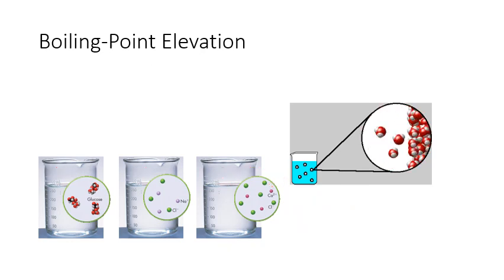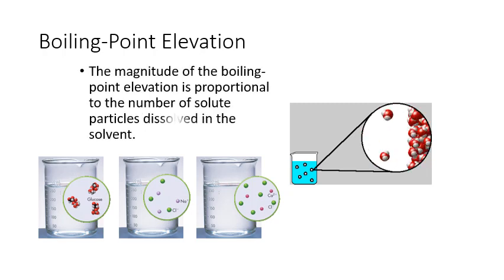So in the case of the first beaker, when we have glucose, that is only 3 particles, what happened to the vapor pressure? The vapor pressure is very high. So when the vapor pressure is very high, we will have a low boiling point in this case, the opposite.